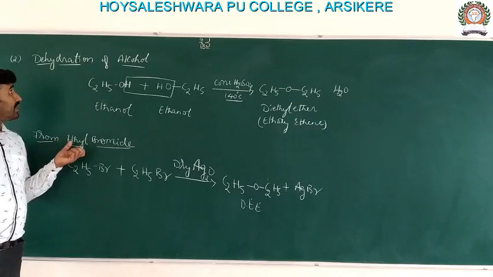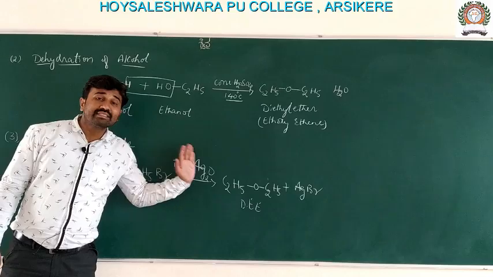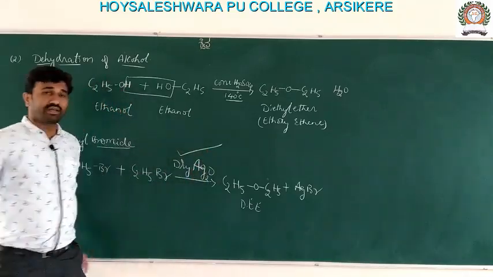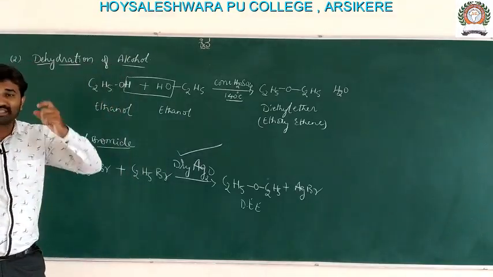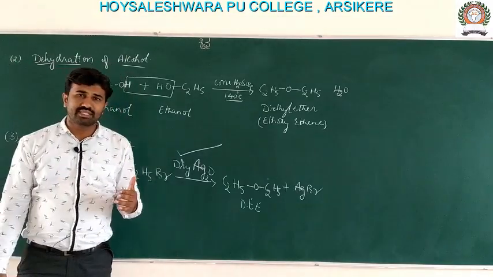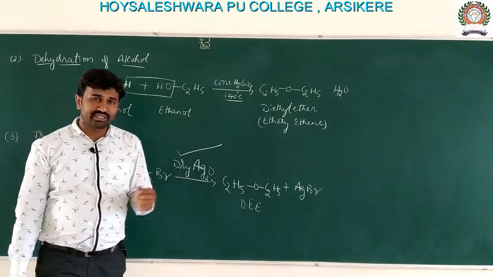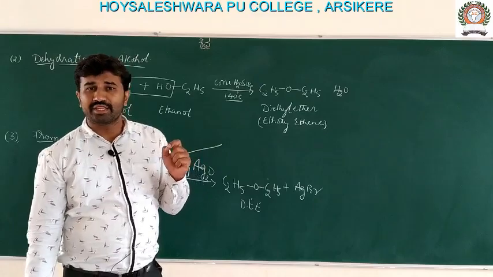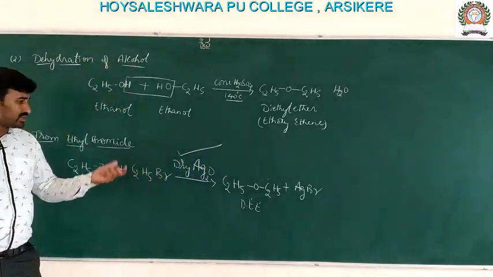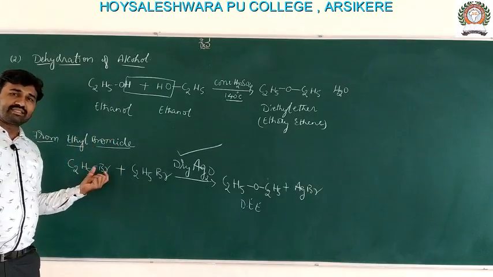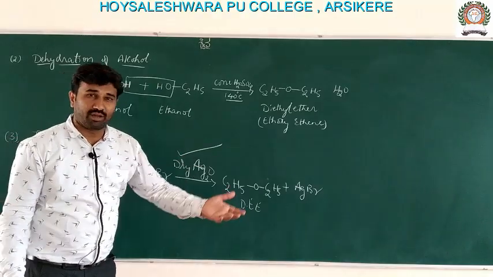From ethyl bromide upon reacting with dry silver oxide, this is very important. Dry. If we use moist silver oxide, wet silver oxide means Ag2O in water. Ag2O in water forms silver hydroxide, AgOH. OH minus is a nucleophile. So, if we use moist silver oxide, the bromide is replaced by the hydroxyl group to form ethanol.